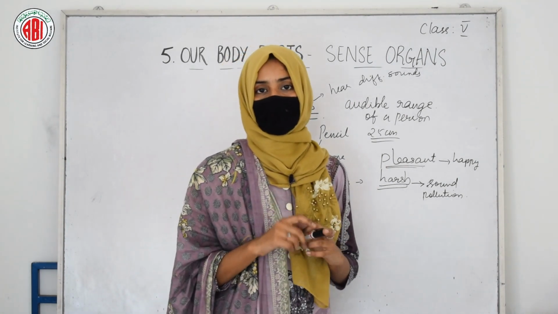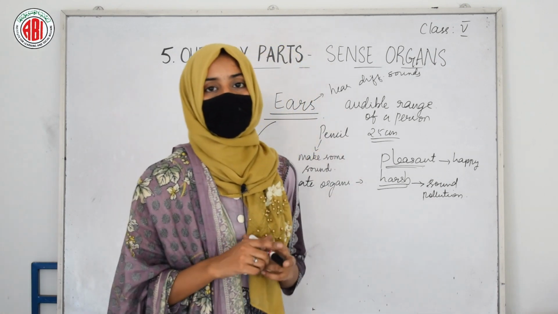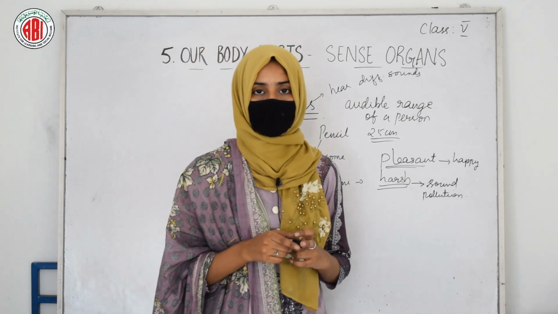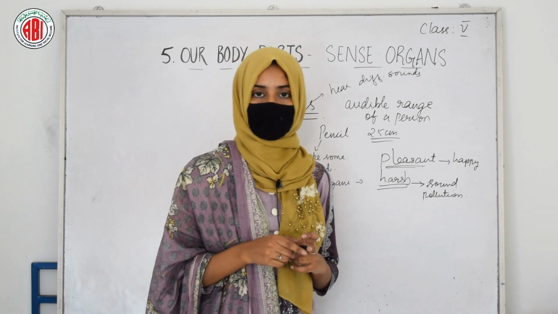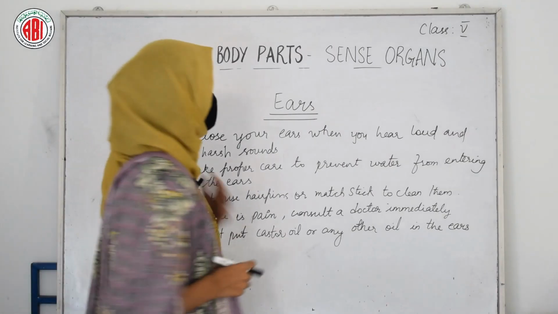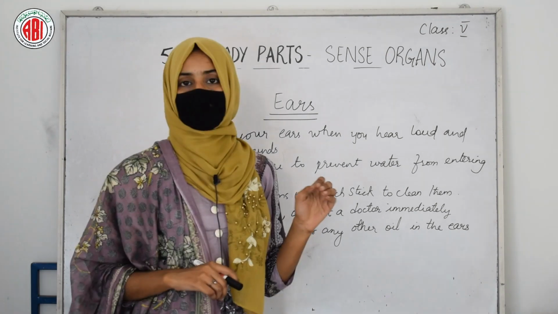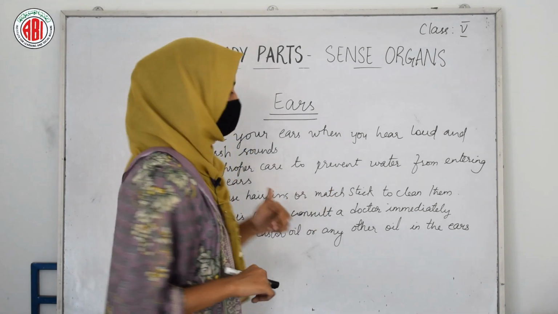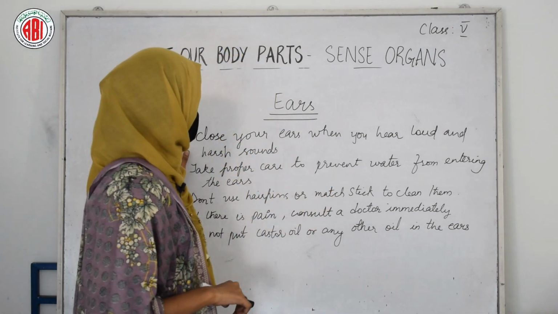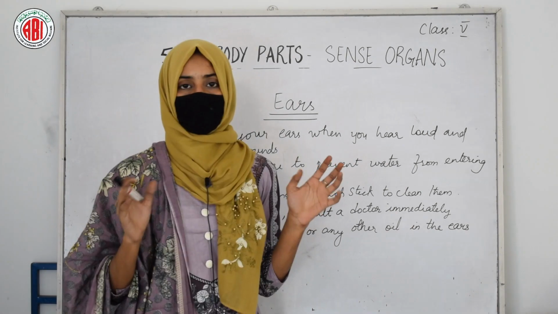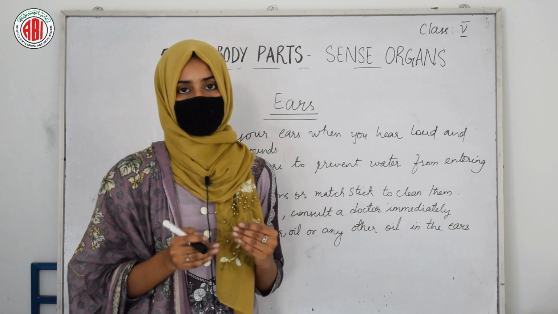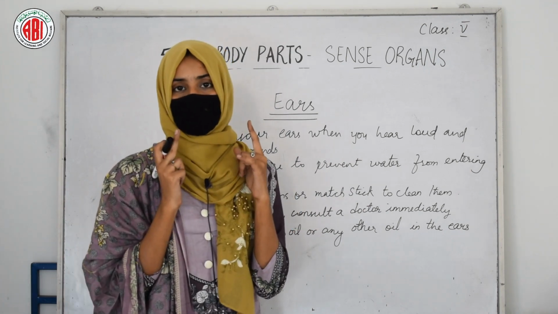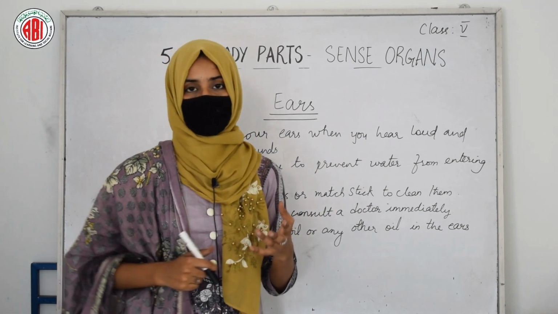Now we are going to see the precautions or the safety measures that need to be followed to take care of our delicate organ called ears. So here is the list of precautions that we should follow to protect our ears. The first one is close your ears when you hear loud and harsh sound. Whenever you hear any harsh or loud sound, just avoid that. Close your ears and do not listen to that harsh sound.